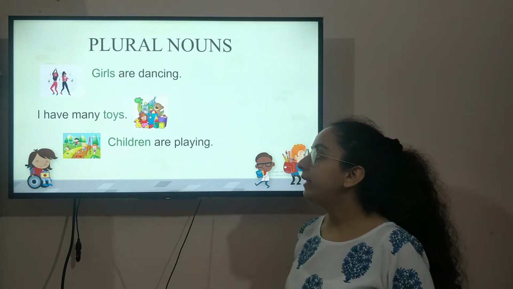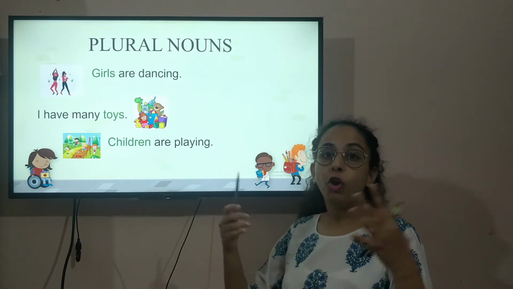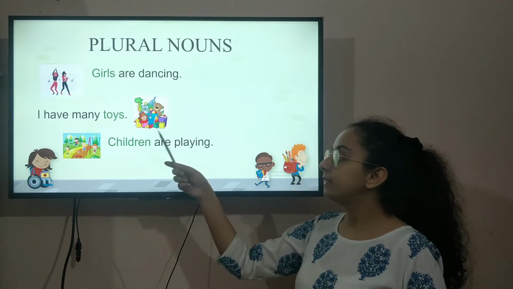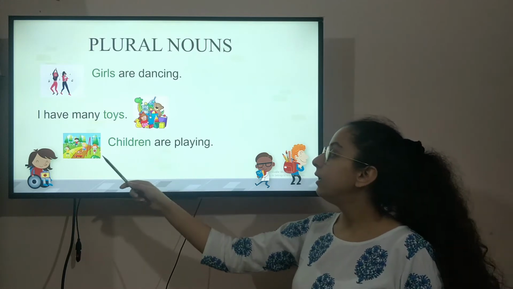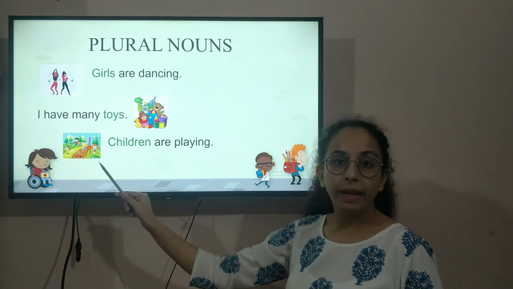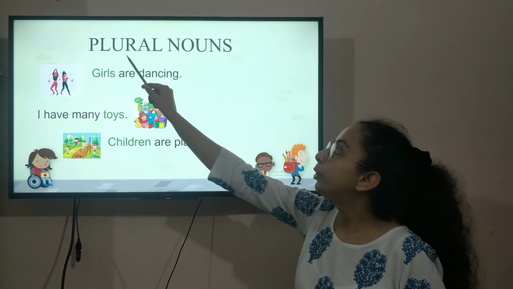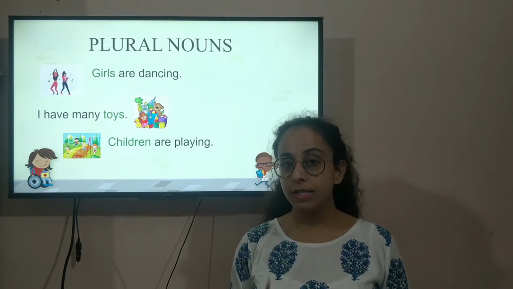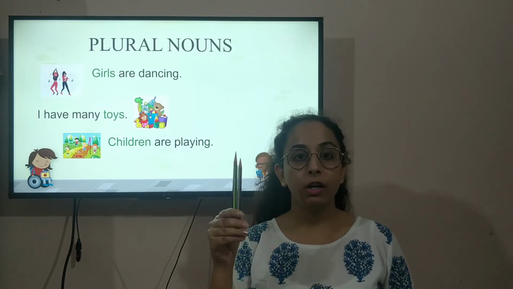I have many toys. Toys are more than one. Many toys. That is why here it is written as toys. Children are playing. So many children are playing here. So children again is a plural noun. Now we have learned about singular nouns and we have learned about plural nouns.